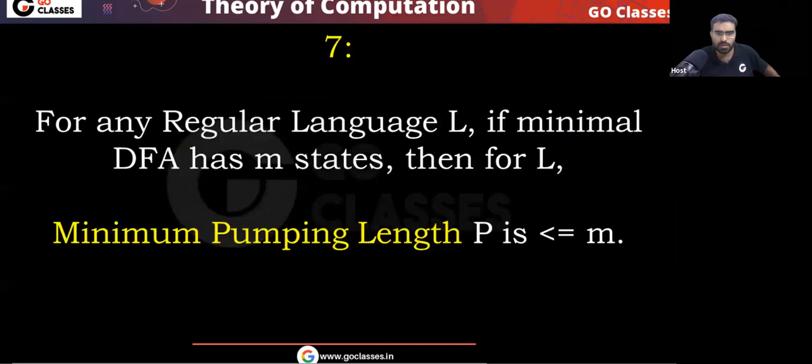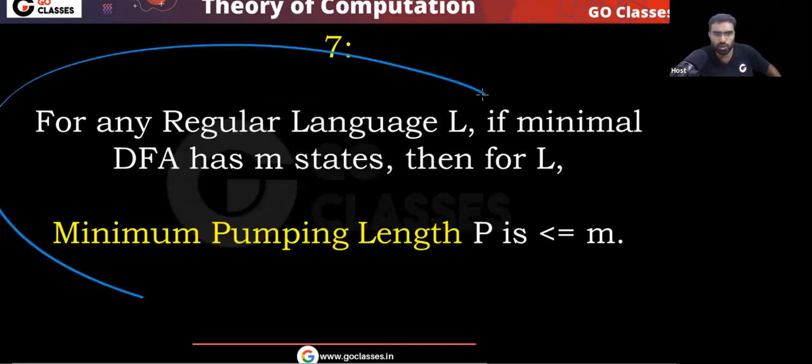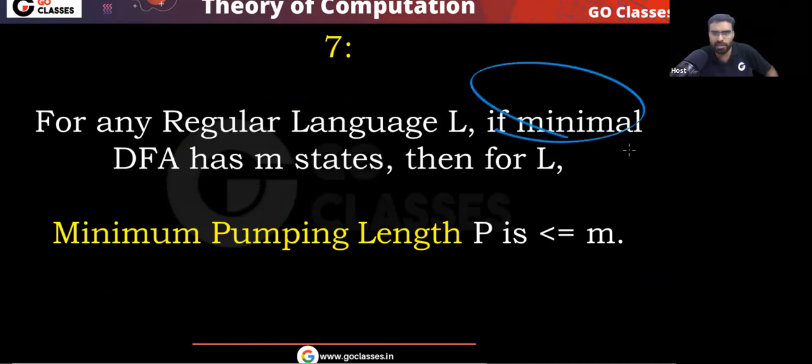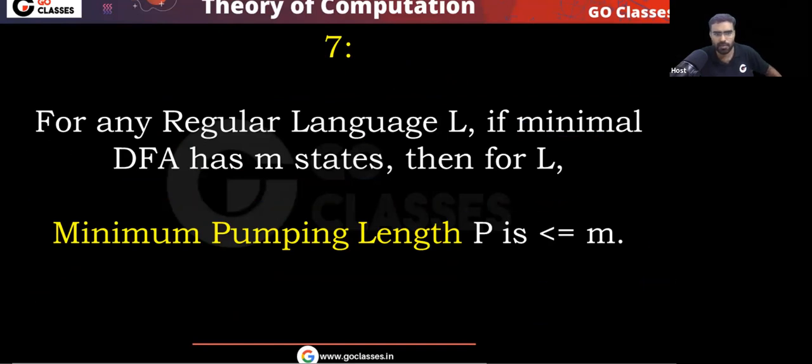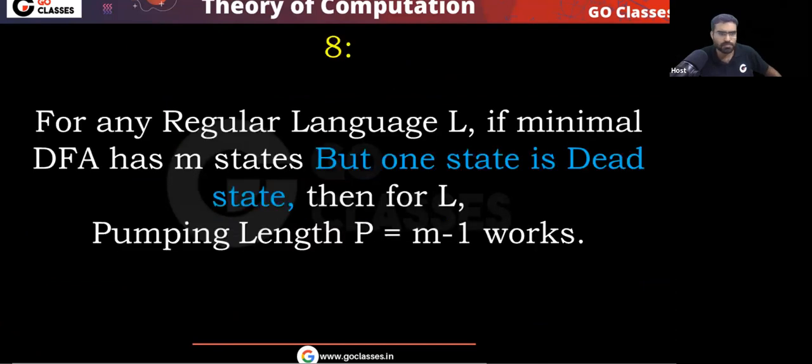Now let's move on. Yes, this also you understood, that if the minimal DFA has M states, then the minimum pumping length will be less than or equal to M. Now let's move on. What about this one? This is something interesting: if your minimal DFA has a dead state, then what will happen?